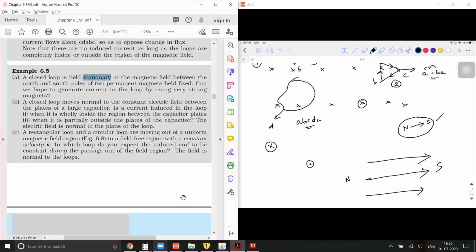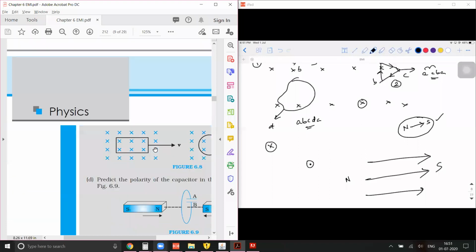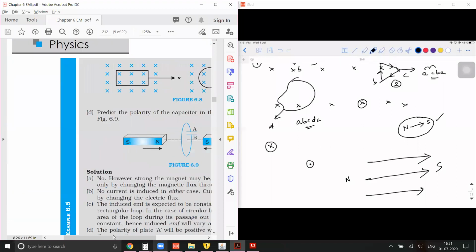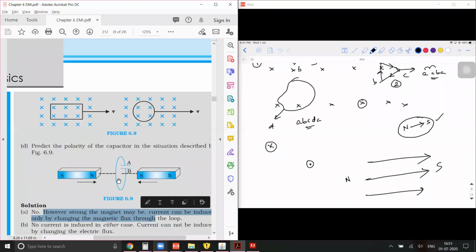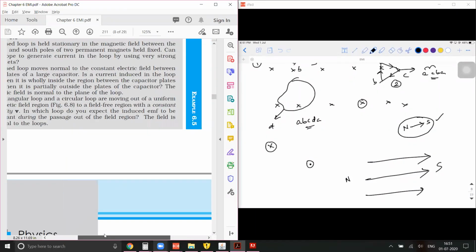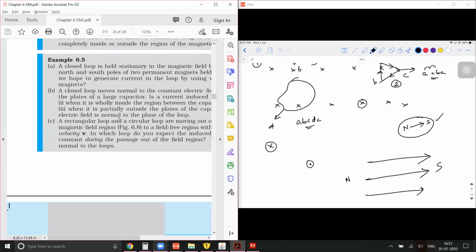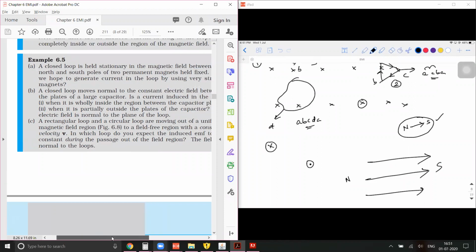So what is necessary for you to induce EMF? Relative motion should exist, meaning either of them is supposed to move. But here, since it is not happening, the answer will be no. That's the reason given here: no, because however strong the magnet may be, the current can be induced only by changing the magnetic flux through the loop. That is a keyword. So when you write in the exam, since the magnetic flux is not changing, the answer will be no.